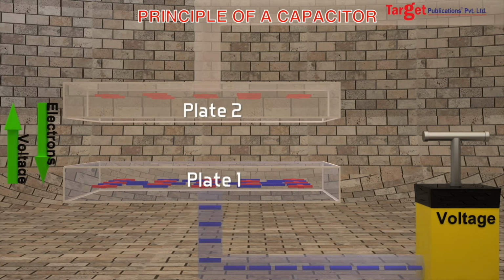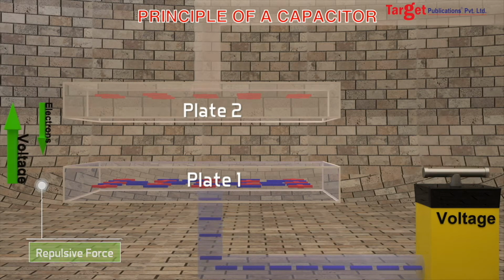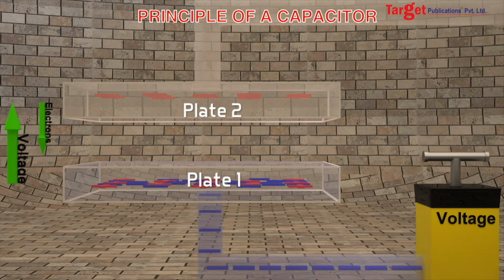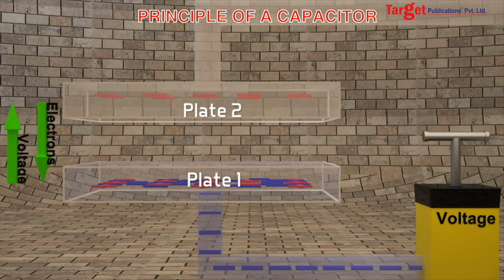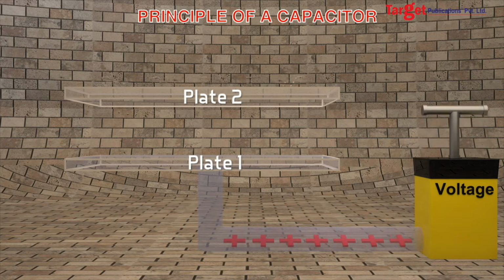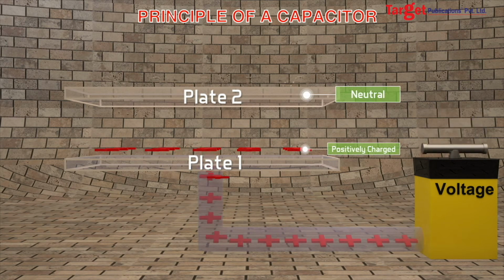Because of this attraction, the repulsive force of the electrons on plate 1 towards a new incoming electron is now reduced. This allows us to add more electrons to plate 1, and thus the storage capacity of plate 1 has increased. Let's say now that plate 1 is given a positive charge.